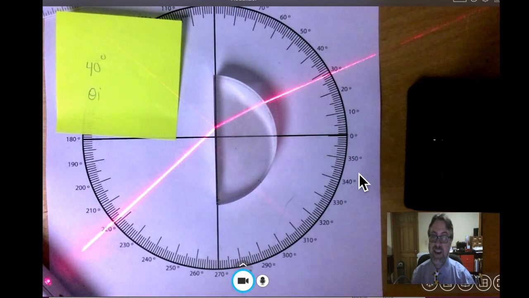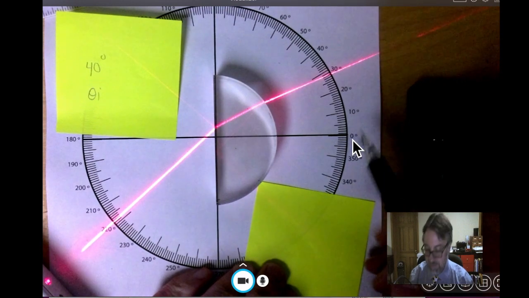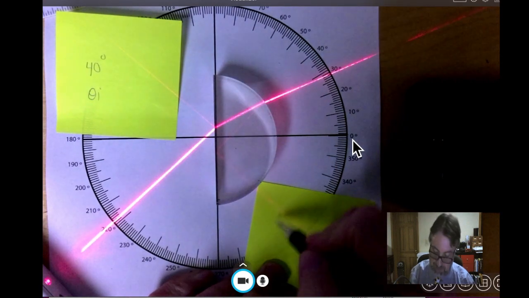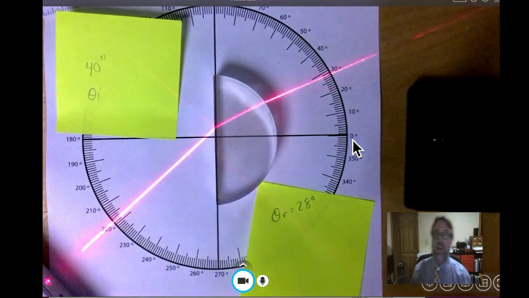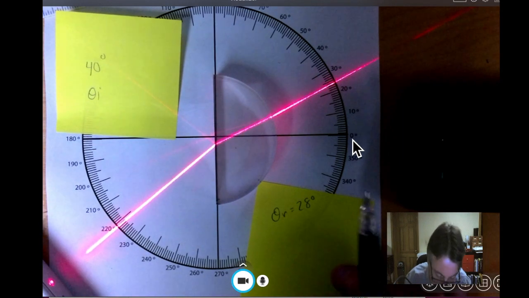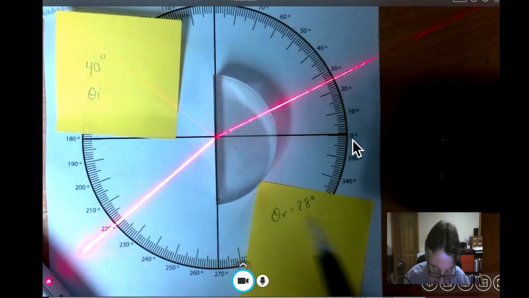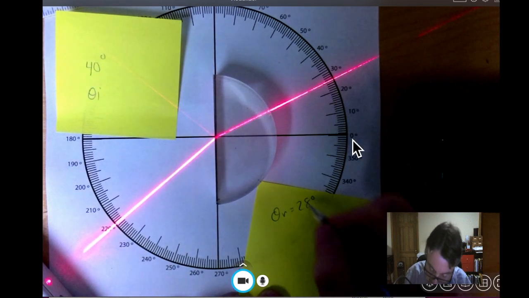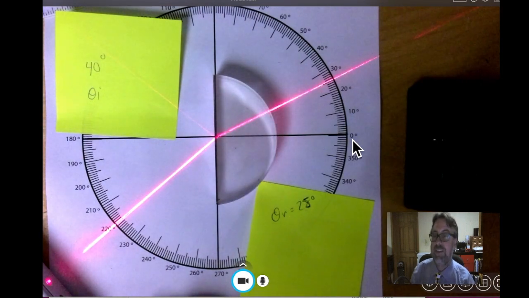On the opposite side, the refraction, here I have 10, 20, oh, it looks about 28 degrees. So theta r equals 28 degrees. Oh, sorry, that's a mess because I shifted my laser. Sorry, that would be more like, so 10, 20, 30, 40, 10, 20. Sorry, that's closer to 25 degrees. Here we go. So I have an angle of incidence. I have an angle of refraction.